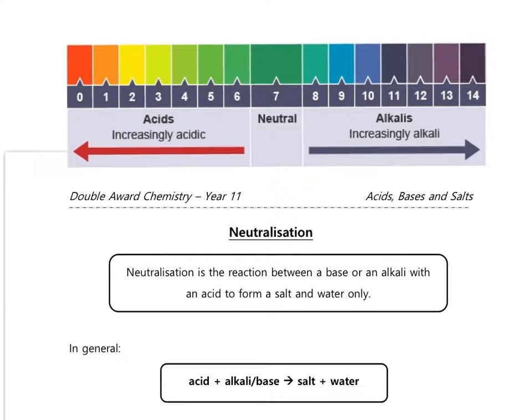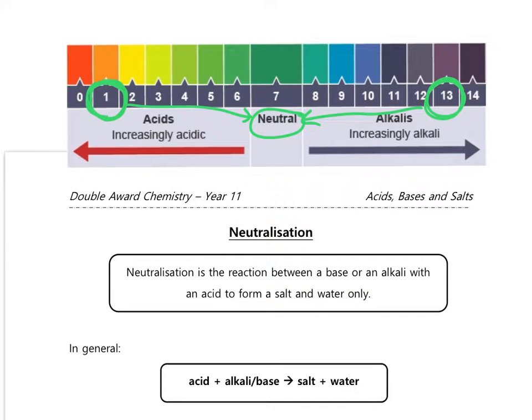So if we look at our pH scale here, you can turn back to the page where your pH scale is on. If we think about it, what we're doing is we're taking an acid, say of a pH of 1, we're reacting it with an alkali, say of pH 13, and what's happening is they're neutralizing each other, and in the end we get a neutral solution of pH 7.